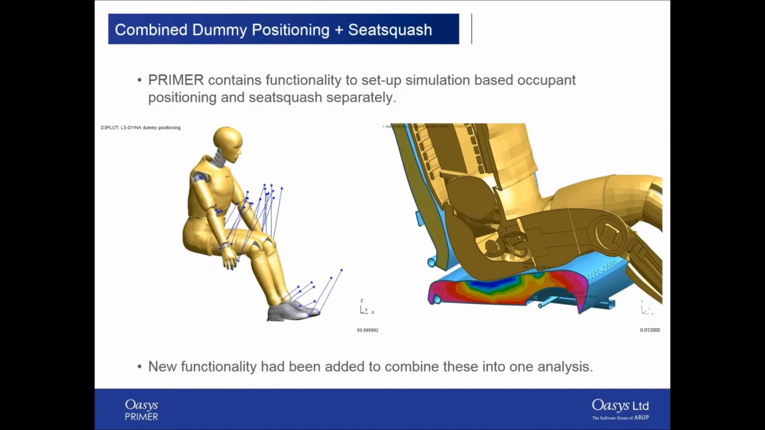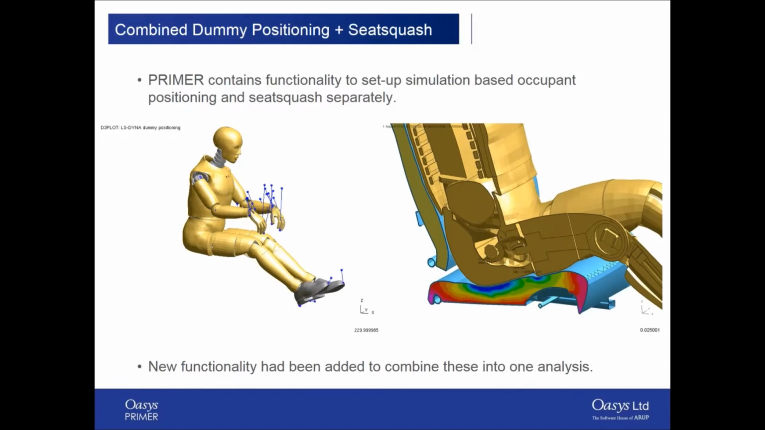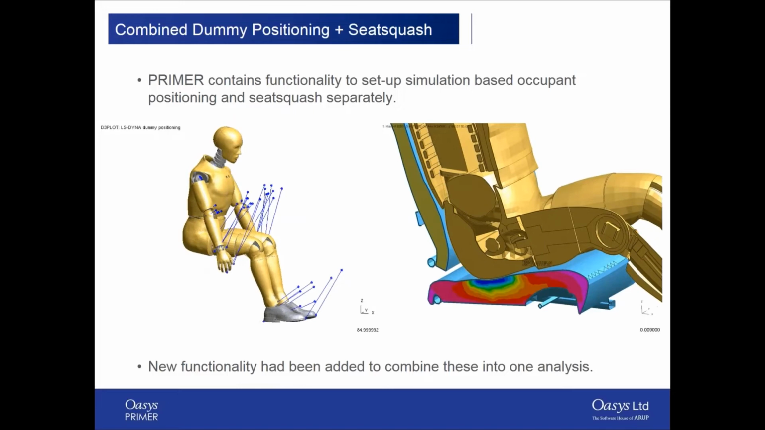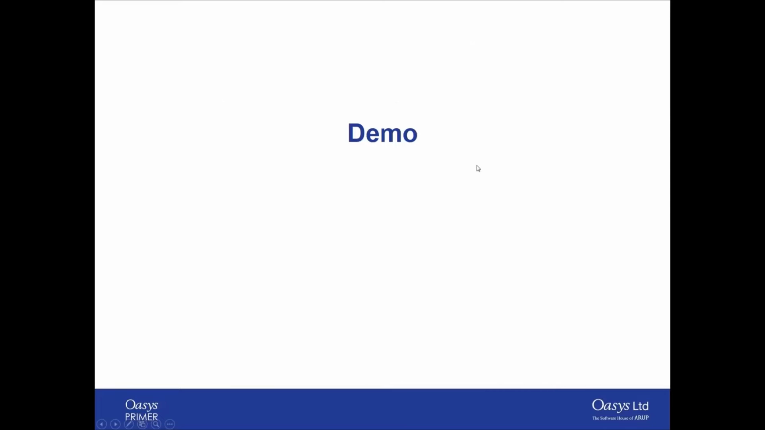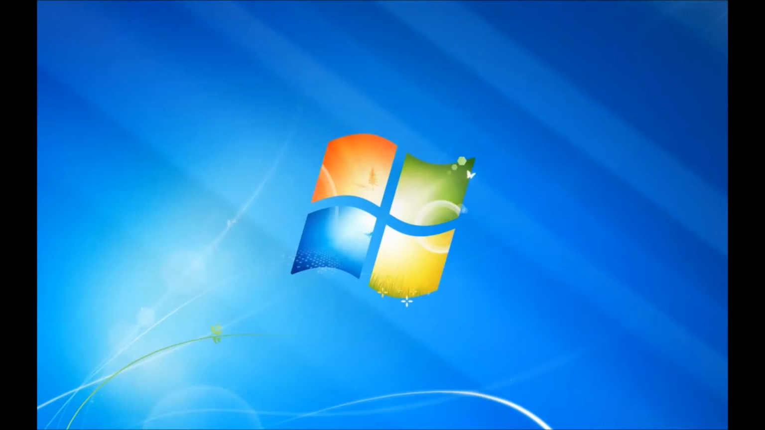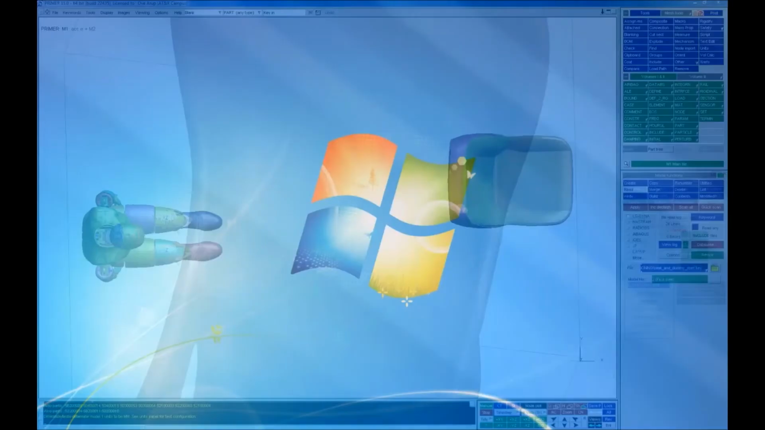So in version 15, we've added new functionality that allows you to combine these into one analysis. So you can position your occupant and squash it into the seat at the same time. So I'll just demo this. If I can find the right model, here we go.